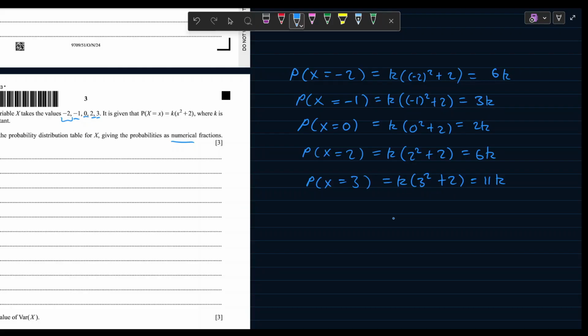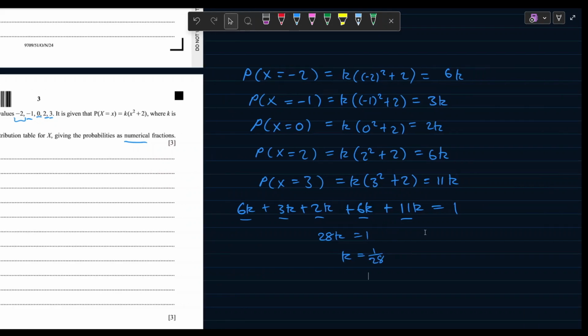So they have specified that they want their probabilities as numerical fractions, so they do not want to see k. How are we going to find what k is? We know that all of these probabilities should add up to 1. So 6k plus 3k plus 2k plus 6k plus 11k should all equal 1. Let's tally up: 6 plus 3, 9 plus 2, 11 plus 6, 17 plus 11, 28. Okay, so we get 28k is equal to 1, so k is 1 over 28.